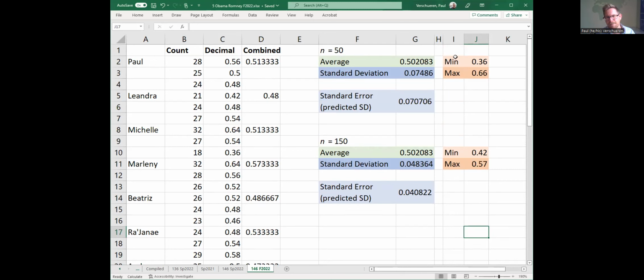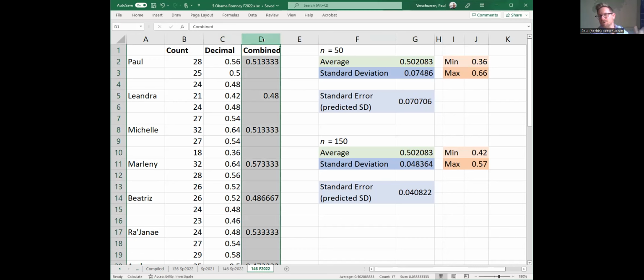With that, the smallest value in the room was 36%. The largest value in the room was 66%. This next column D is to combine and say, well, why would you call these 3 different samples? Why don't we just say, I talked to 150 people.